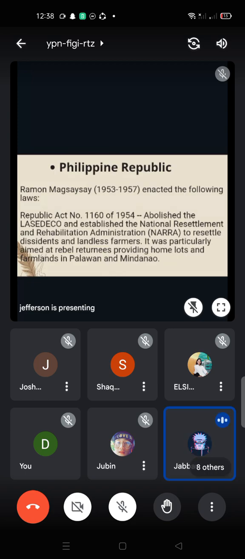Philippine Republic. Ramon Magsaysay, 1953 to 1957, enacted the following laws. Republic Act Number 1160 of 1954 abolished LASEDECO and established the National Resettlement and Rehabilitation Administration, NARRA, to resettle residents and landless farmers. It was particularly aimed at returnees, providing home lots and farmlands in Palawan and Mindanao.